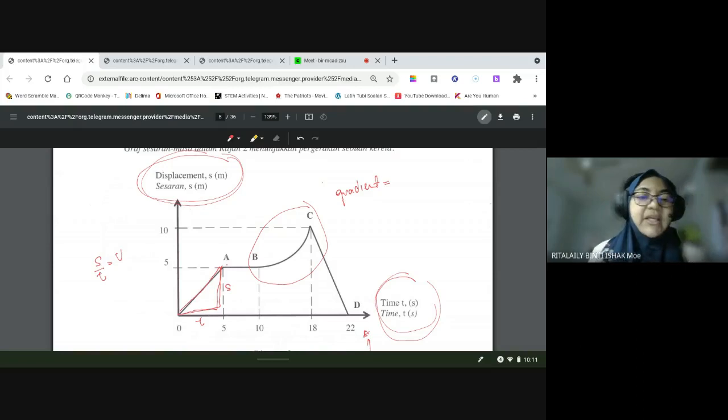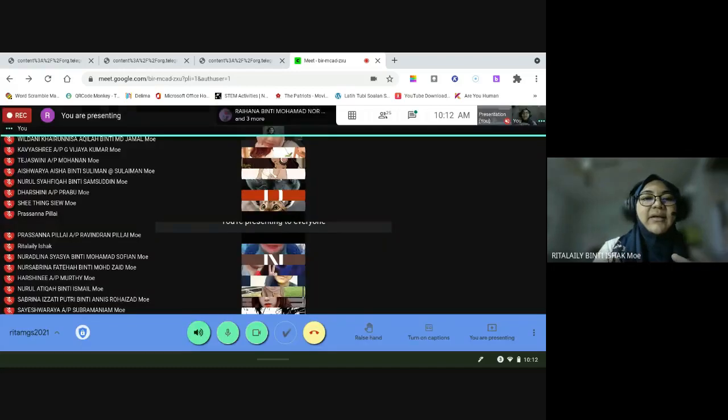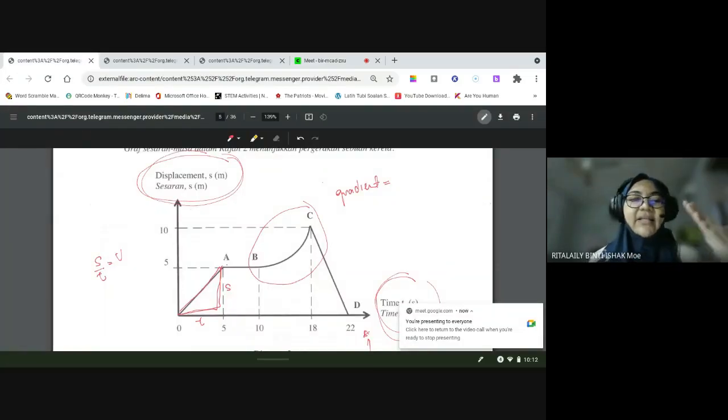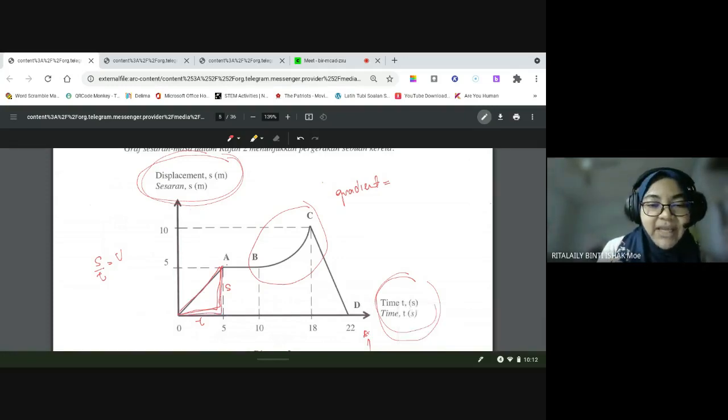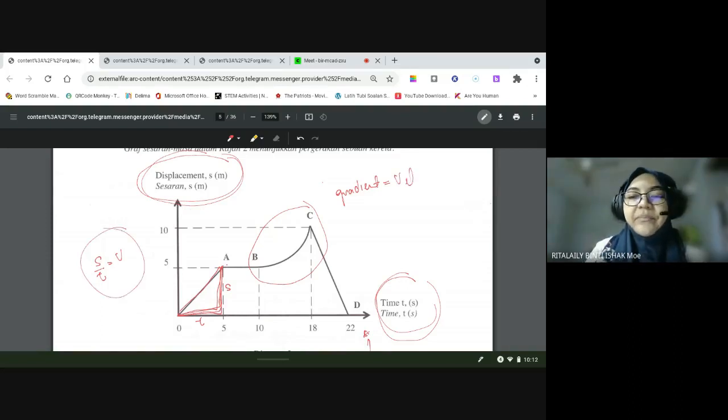Okay, so sebab tu saya kata bila kita dapat soalan, benda yang pertama kita tengok adalah apa pada paksi X dan apa pada paksi Y. Okay, so here at the Y-axis is the displacement. So, kalau gradient is S, which is displacement, divided by T kan, untuk cari gradient. So, it represents the velocity. Okay, so O to A, the velocity has only one value. Therefore, kita kata dia constant velocity.